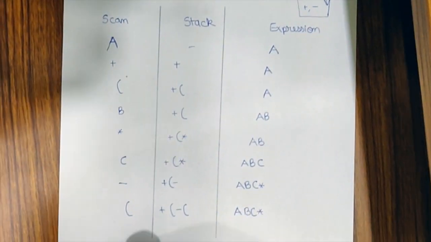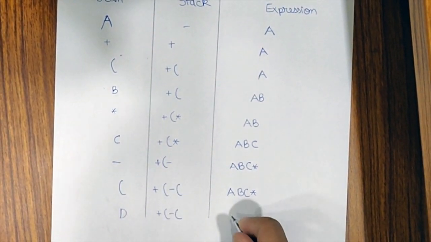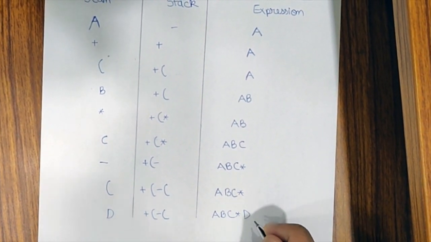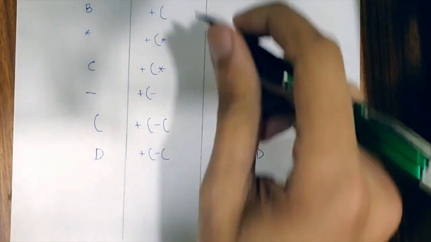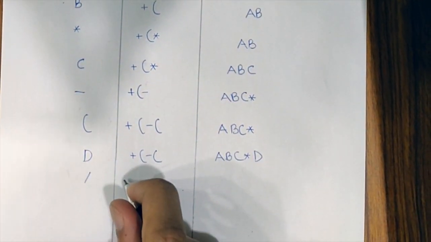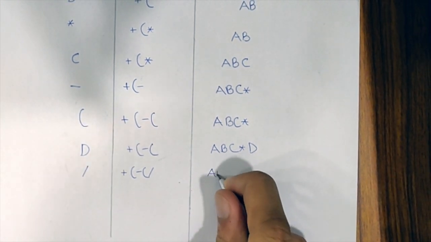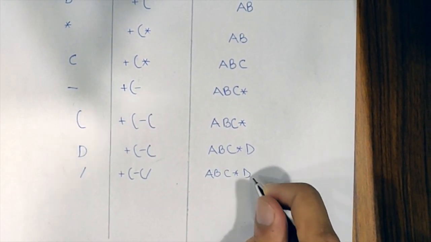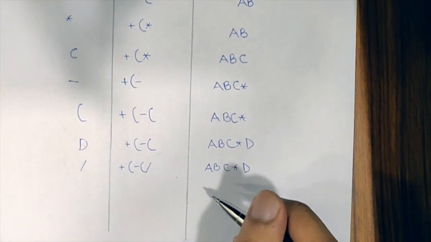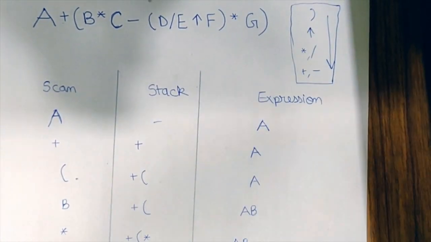Okay, then we have the D, stack remains same, and D is added to the expression because it's an operand. Okay, after D we have the division sign, so we put it here in the scan, and this comes in the bracket. Okay, expression remains same, A B C star D. Okay, so as you can see, it's very easy, nothing's changing really unless and until some change has been imposed to it. Okay, so after the division we put in E.